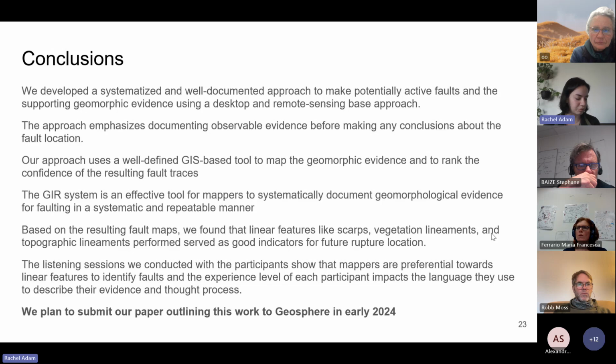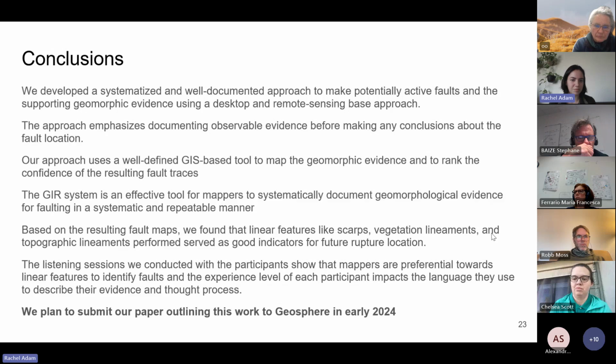And then based on all of the resulting fault maps, we found linear features like scarps, lineaments, topographic lineaments, performed well as good indications for future rupture location. And the listening sessions we conducted with the participants show that mappers are preferential towards linear features when they identify faults, and the experience level of each participant impacts the language that they use to describe their evidence and thought process. And so we are finishing up a paper based on this part of the research, and we're planning on submitting it early next year. So keep an eye out for it.